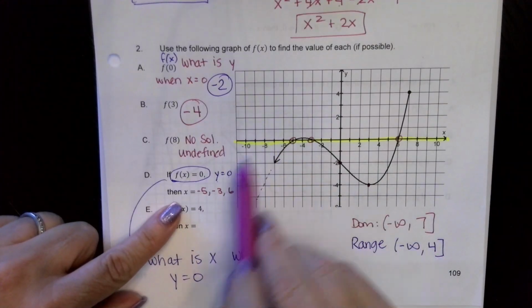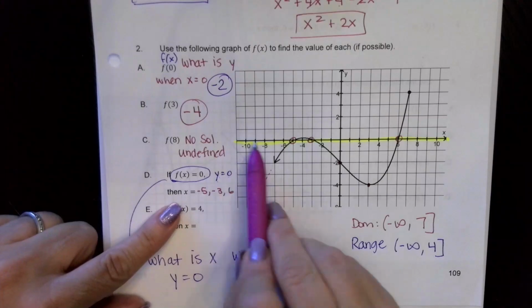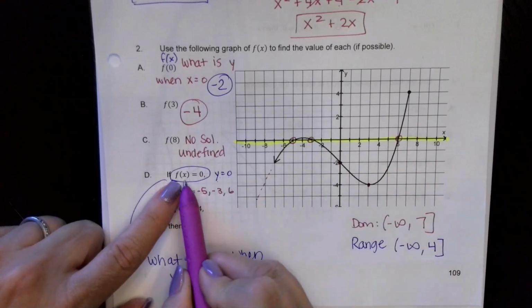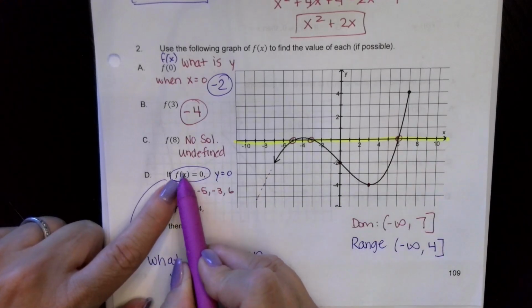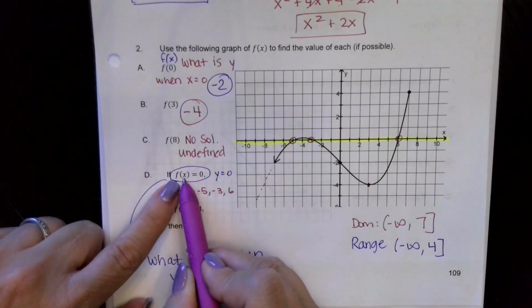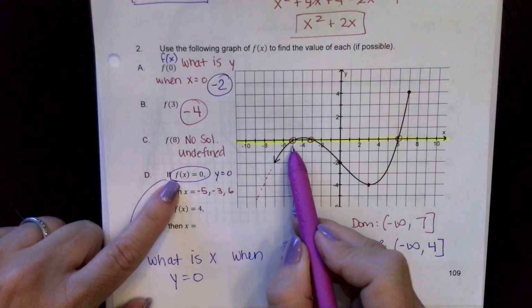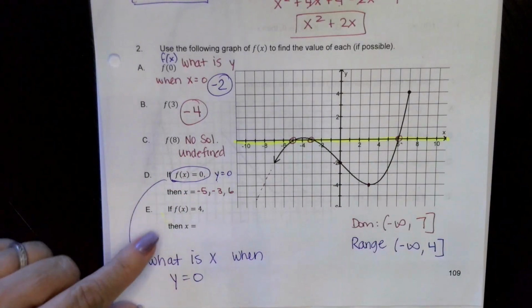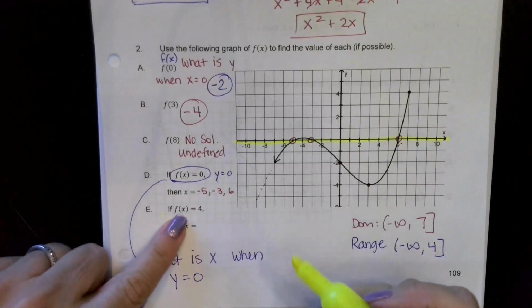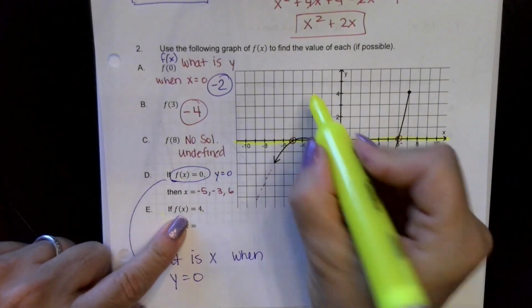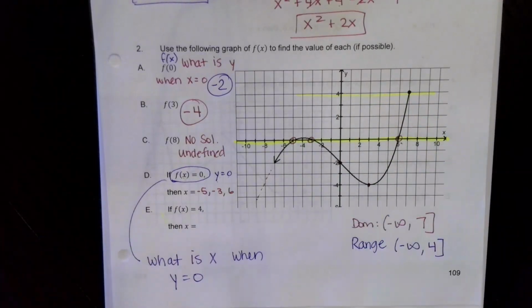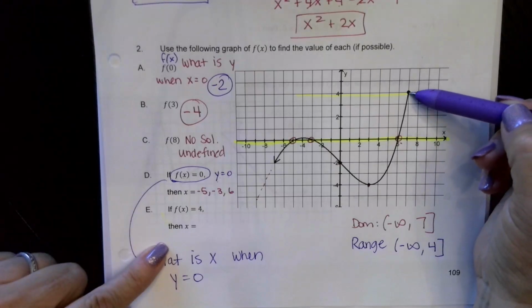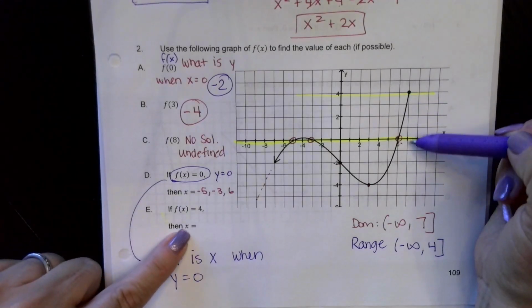Okay? So when y equals 0, let me go through this one more time. When y equals 0, that's this, f of x equals 0. Now, we know it's not f of 0 because there's not a value right here. It happens at negative 5, negative 3, and positive 6. Okay? The other one is saying, what is x when y equals 4? Well, here's my y equals 4 line. And I have 1 point, and that 1 point happens right here. My x value is 7.